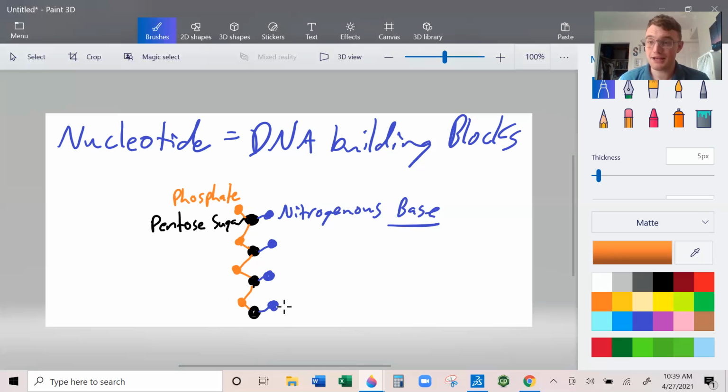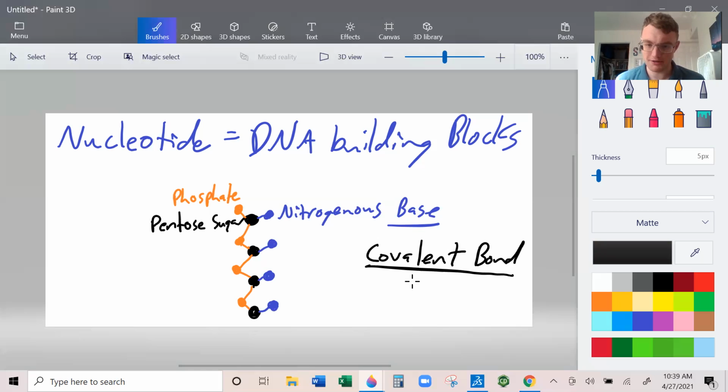And the nitrogenous bases are poking off to the side here. You see that? Notice the nitrogenous bases are only connected to their sugar. These lines here, these are called covalent bonds. Let me write that word out here. These are really strong bonds.